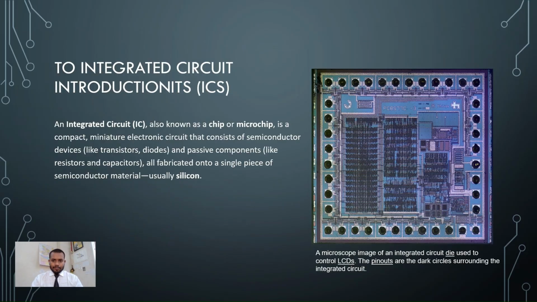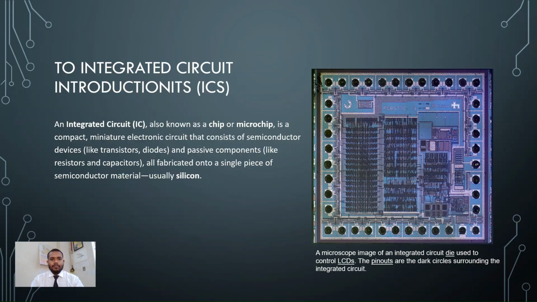Let's study the integrated circuit introduction. An integrated circuit, IC, also known as a chip or microchip, is a compact, miniature electronic circuit that consists of semiconductor devices like transistors, diodes, and basic components like resistors and capacitors, all fabricated on a single piece of semiconductor material, usually silicon.